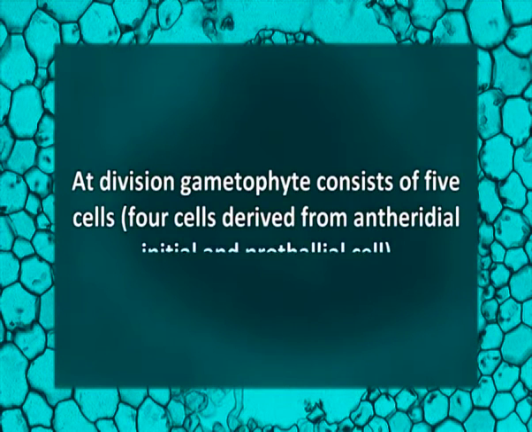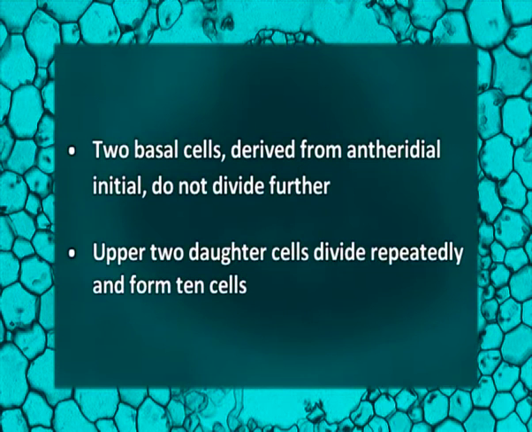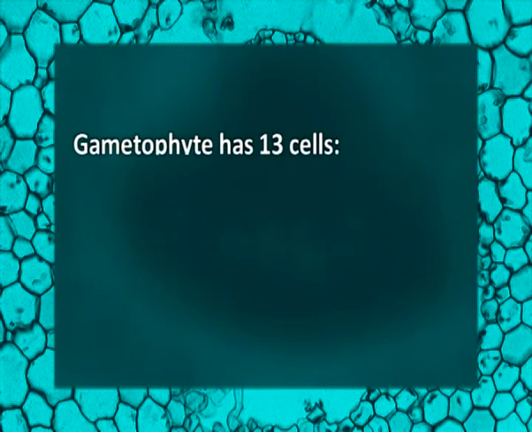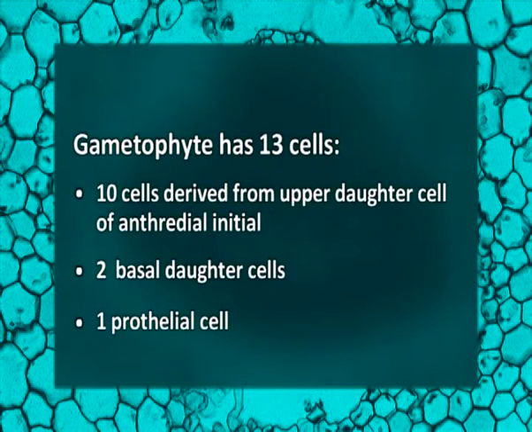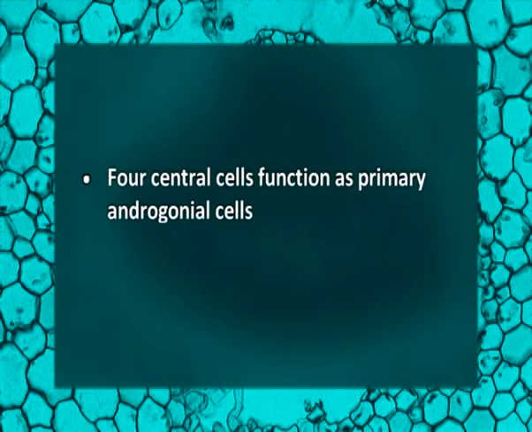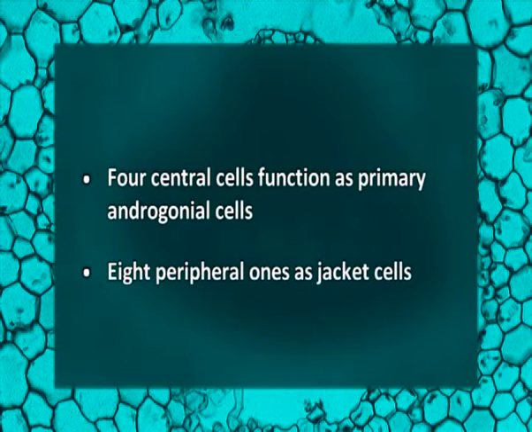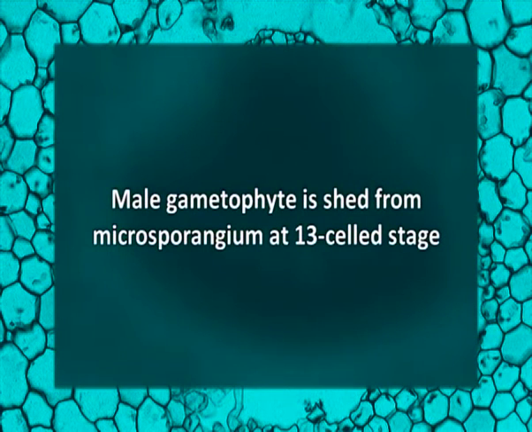That is, 4 cells derived from the antheridial initial and a prothallial cell. The 2 basal cells derived from the antheridial initial do not divide further, whereas the upper 2 daughter cells divide repeatedly and form 10 cells. At this stage, the gametophyte has 13 cells. That is, 10 cells derived from the upper daughter cells of the antheridial initial, 2 basal daughter cells and 1 prothallial cell. Of these, 4 central cells function as primary androgonial cells and 8 peripheral ones as jacket cells. That is, male gametophyte is shed from the microsporangium at 13-celled stage.